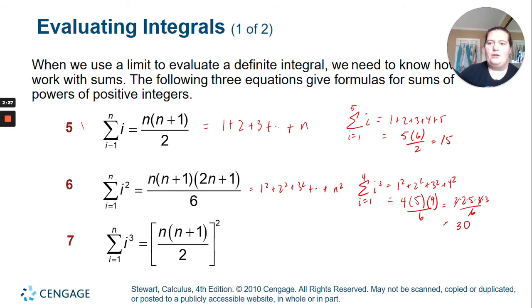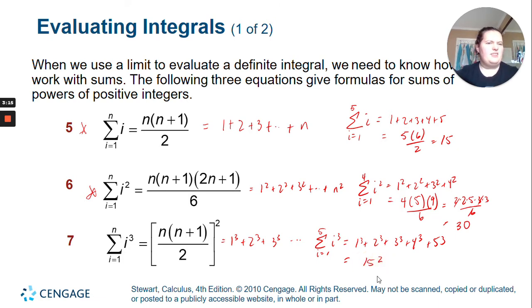And for my last one, we don't use this one as much. The first and second one, for sure, equations 5 and 6, but the last one we don't use as much. This is adding up 1 cubed plus 2 cubed plus 3 cubed, etc. And it's just n times n plus 1 over 2, squared. So it's actually the first one squared, which is kind of interesting. If we were adding up from i equals 1 to 5 of i cubed, which is 1 cubed plus 2 cubed plus 3 cubed plus 4 cubed plus 5 cubed, it's equal to n times n plus 1 over 2 squared, so 15 squared, whatever that is, I think 225.